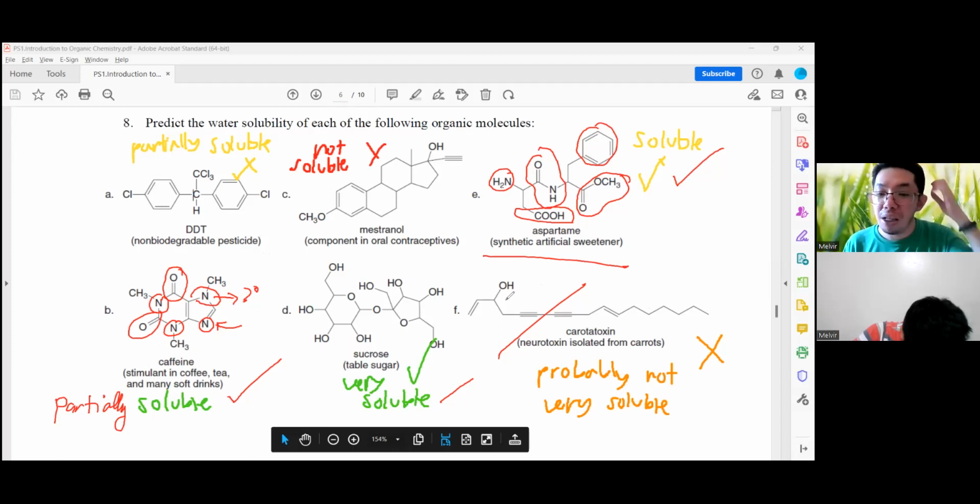Because you don't have polar group, may polar group ka naman. Anong polar group mo for carototoxin? What's your polar group for carototoxin, Josh? Yung OH lang po. Okay, then the rest ay non-polar na, no? So, ano ba yung mga functionalities mo na non-polar? Ano yung mga functional groups na non-polar dyan?